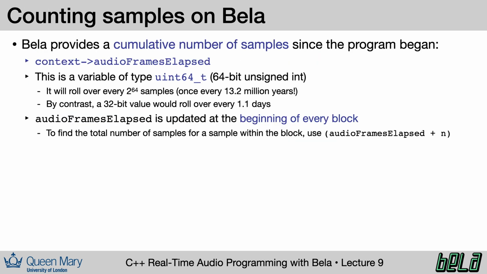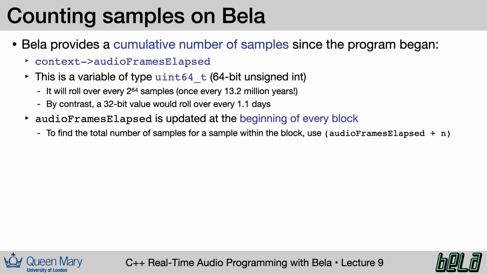There's one other approach you can use on Bela to do something like this, and that is, inside the Bela context, there is a variable called audio frames elapsed. Audio frames elapsed holds the cumulative number of samples from the beginning of the program to the beginning of this particular call of render. That quickly becomes a very big number, so audio frames elapsed is a 64-bit integer value. What that means is that it can hold numbers up to 2 to the power of 64, which, at 44,000 samples per second, works out to about 13 million years. So suffice to say, this counter is never going to be rolling over.